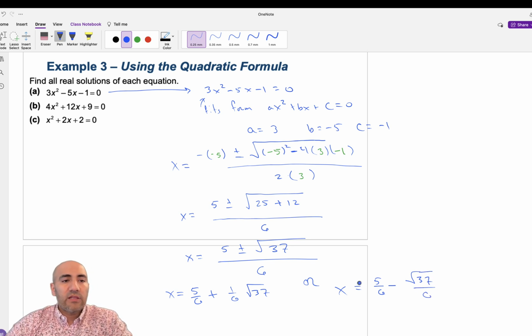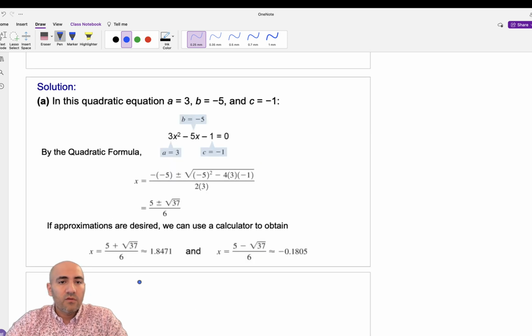Good. Two possible answers. Since it's a root, you can either plug it into the original equation and check it, or you can turn it into a decimal and then again plug it into the original equation and check it there.